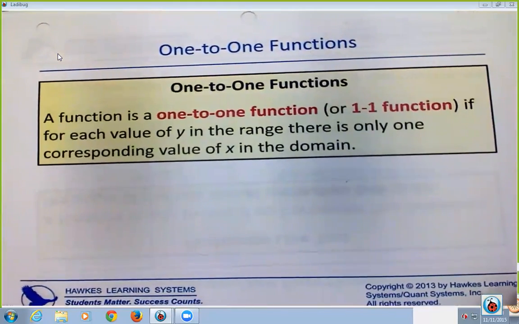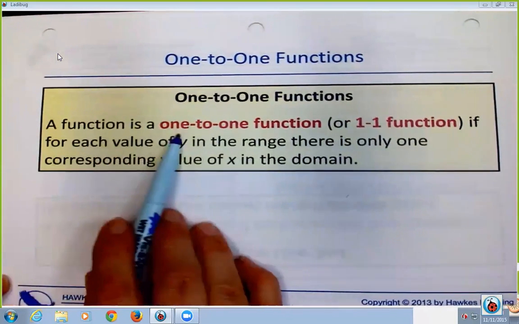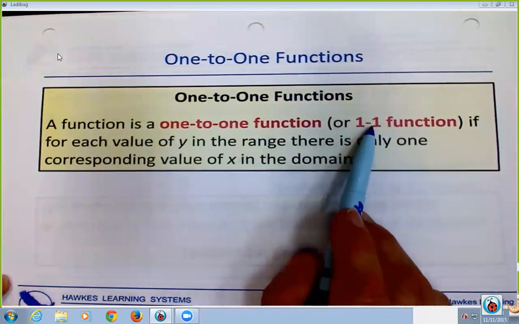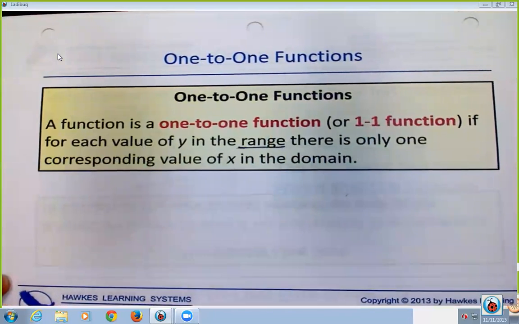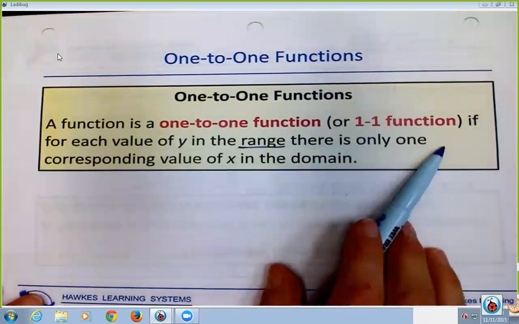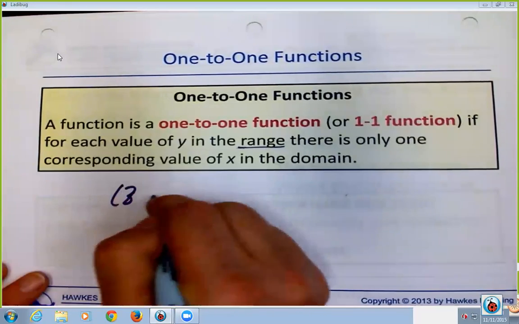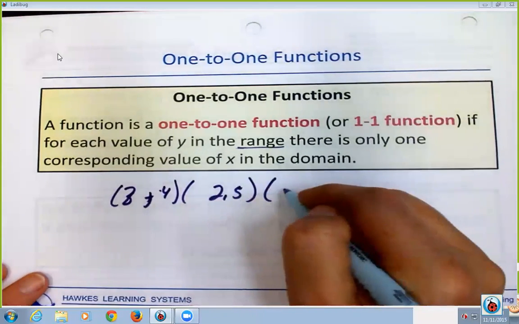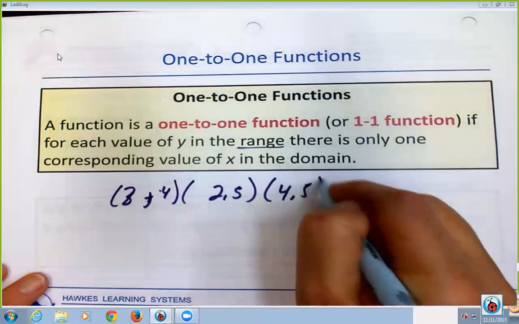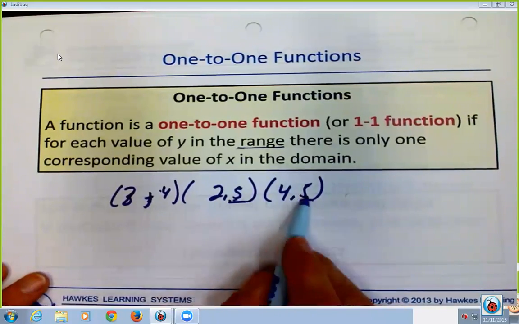So one-to-one correspondence, or one-to-one functions, means that a function is one-to-one if for each value of y in the range, your y values, there is only one corresponding value of x in the domain. Meaning that if I had 3 comma 4 and 2 comma 5 and 4 comma 5, this would not be one-to-one because I've got duplicate 5s here.